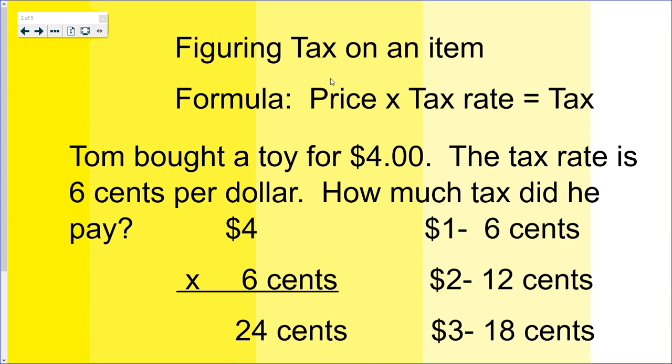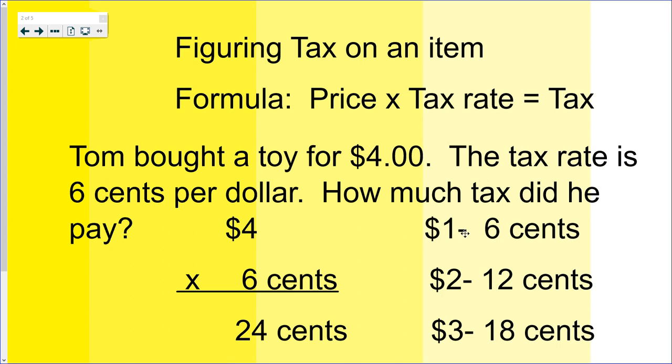To figure out tax, you take the price of an item times the tax rate, and that's going to equal your tax. So for example, Tom bought a toy for $4. The tax rate is 6 cents per dollar. How much tax did he pay? In multiplication, like the formula says, it would be $4 times 6 cents, and that would give us 24 cents.